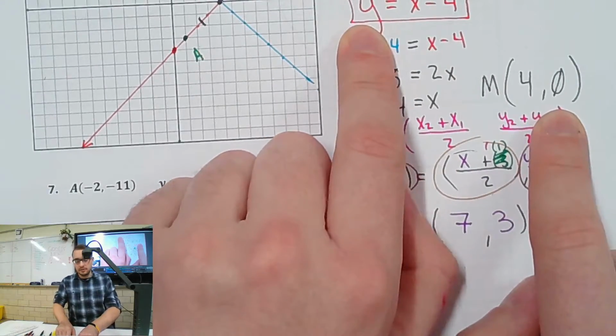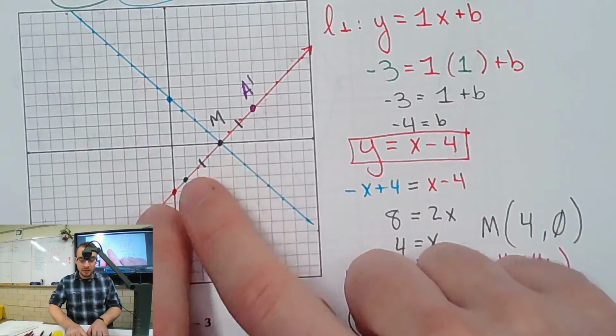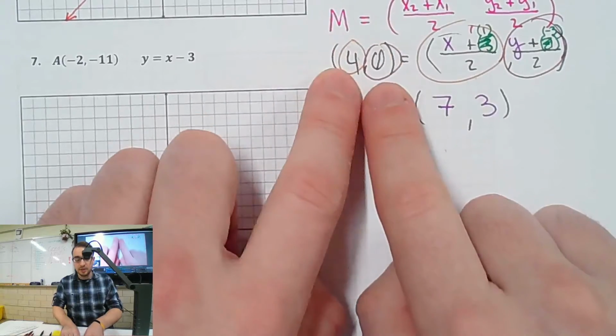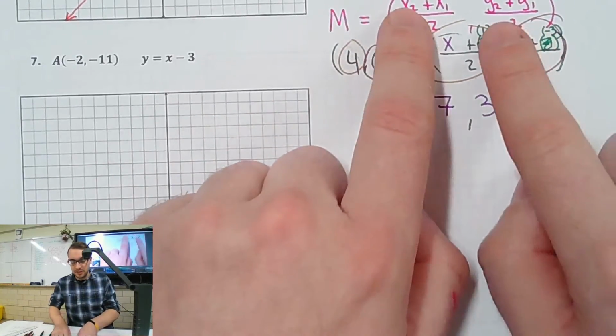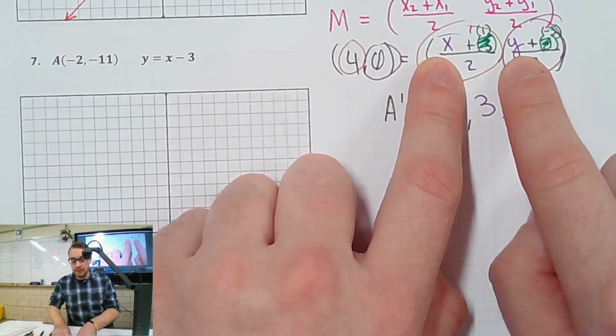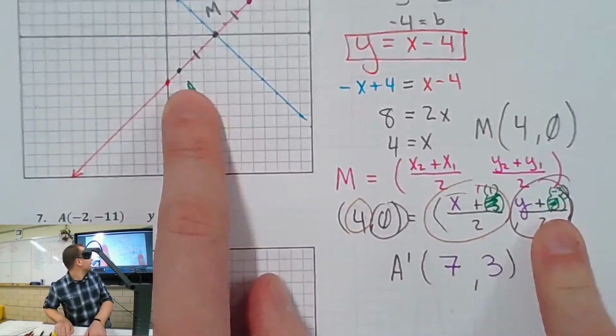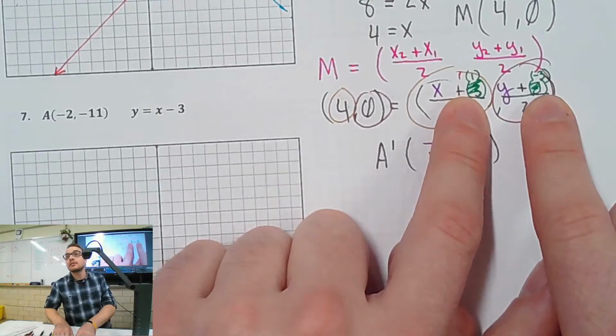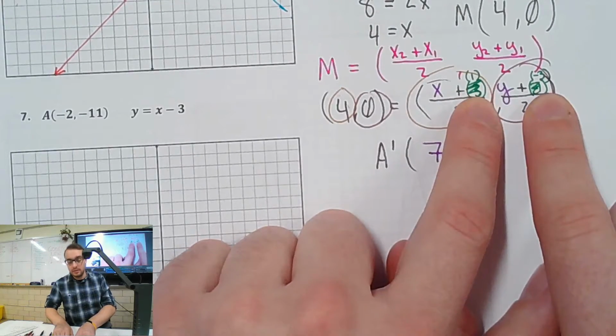That's where they intersect. Use the midpoint to flip the point. Here's the midpoint. I know the midpoint is (4, 0). I know that this x and y is what I'm looking for, and this x and y is this guy, (1, -3). So I plug in 1 and negative 3 here.